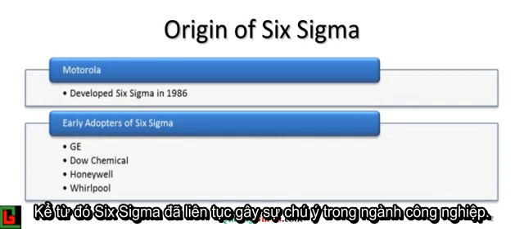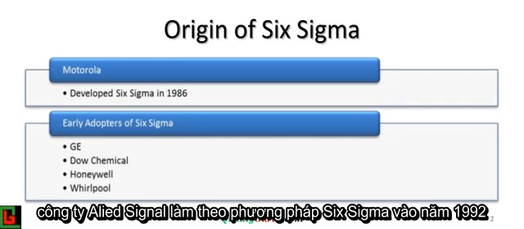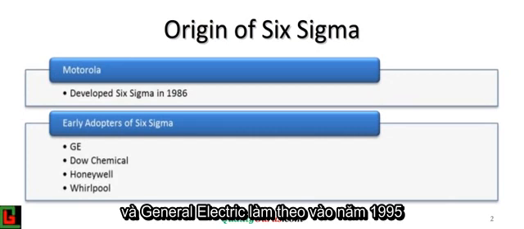After implementing Six Sigma, in 1988, Motorola was among the first recipients of the Malcolm Baldrige National Quality Award. Since then, Six Sigma has constantly caught the attention of industry. As you would see in the next slide, Allied Signal adopted Six Sigma methodology in 1992, and General Electric in 1995.